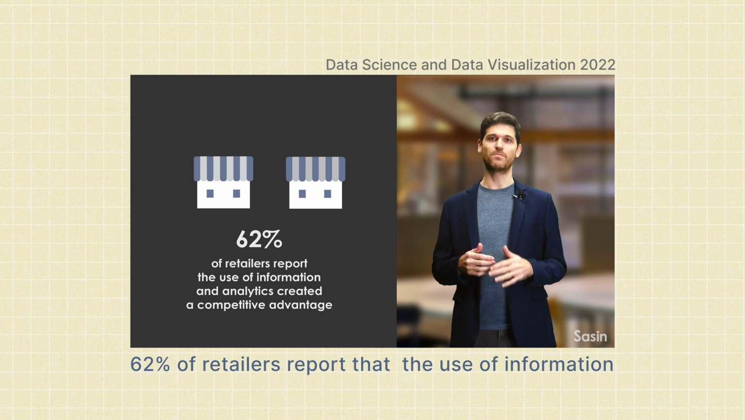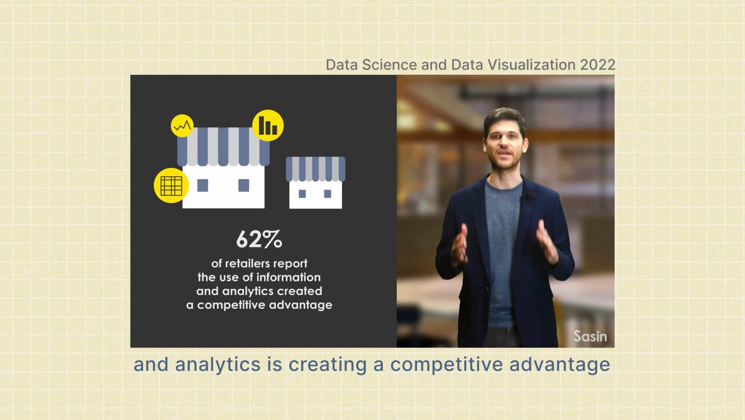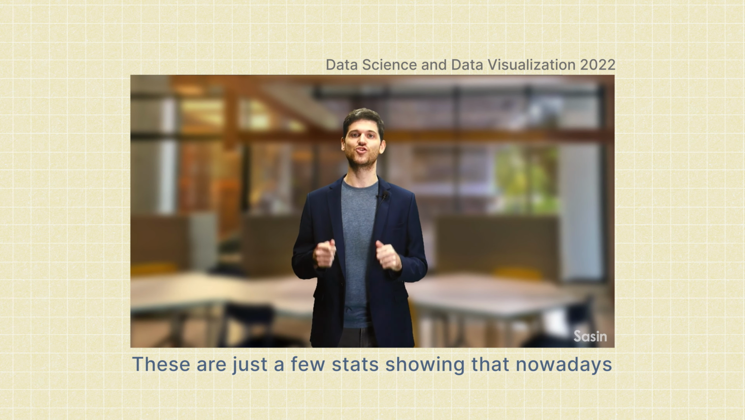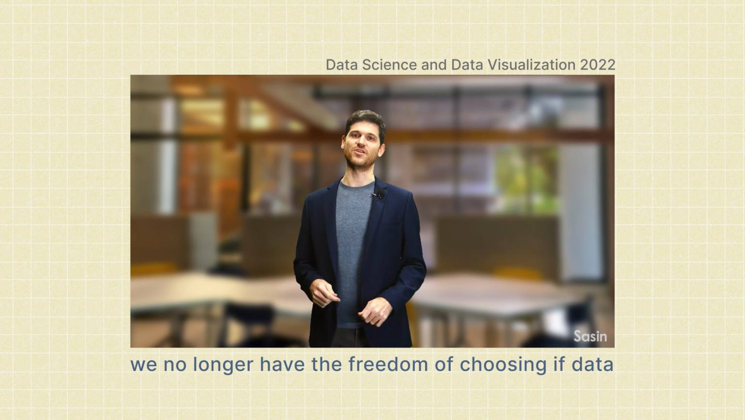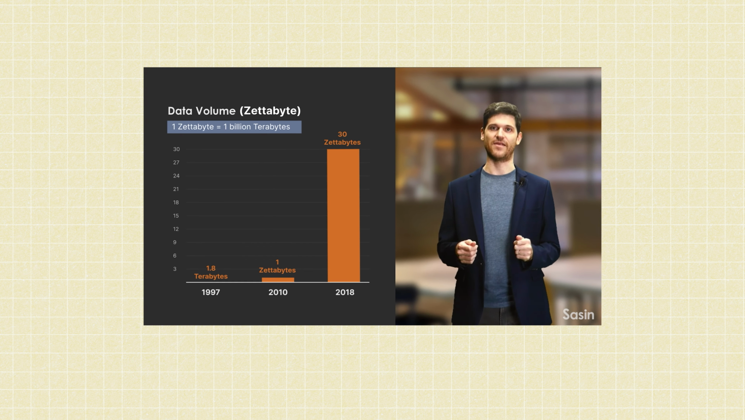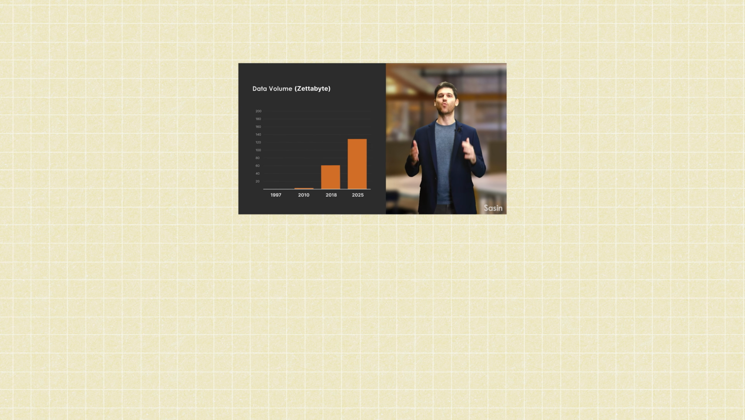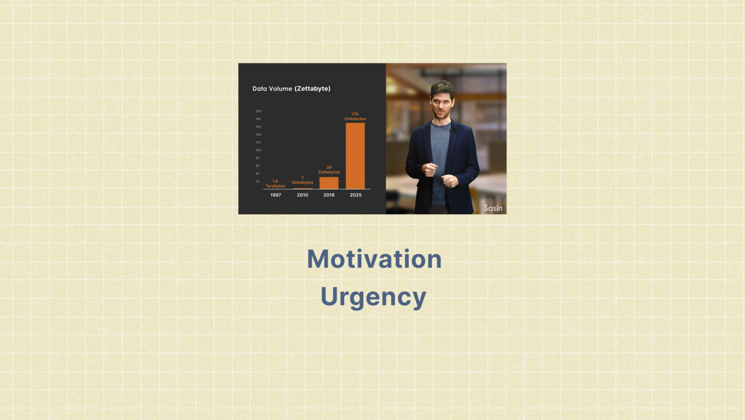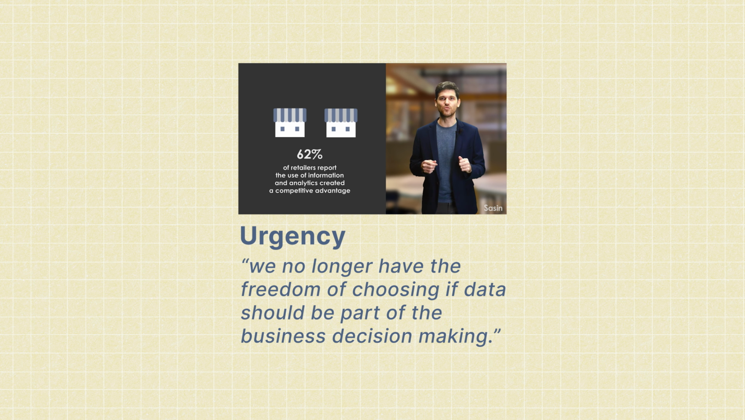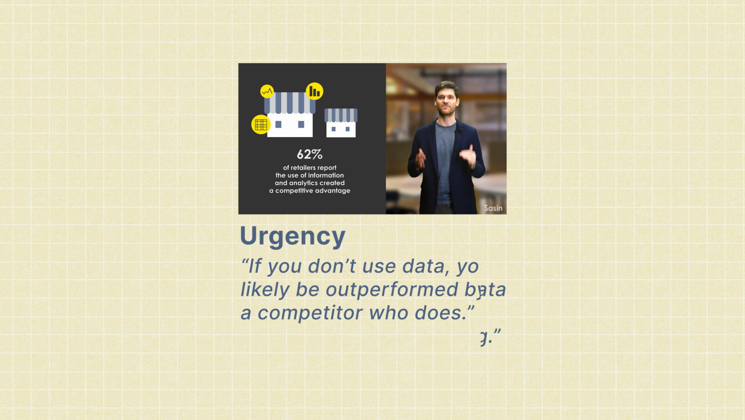62% of retailers report that the use of information and analytics is creating a competitive advantage for their organization. These are just a few stats showing that nowadays we no longer have the freedom of choosing if data should be part of the business decision making. This is an example of how to both create motivation and urgency. It stated the benefit of data science with business performance and created urgency by establishing how data science has become an integral part of many business decisions. And if not implemented, your business might fall behind.